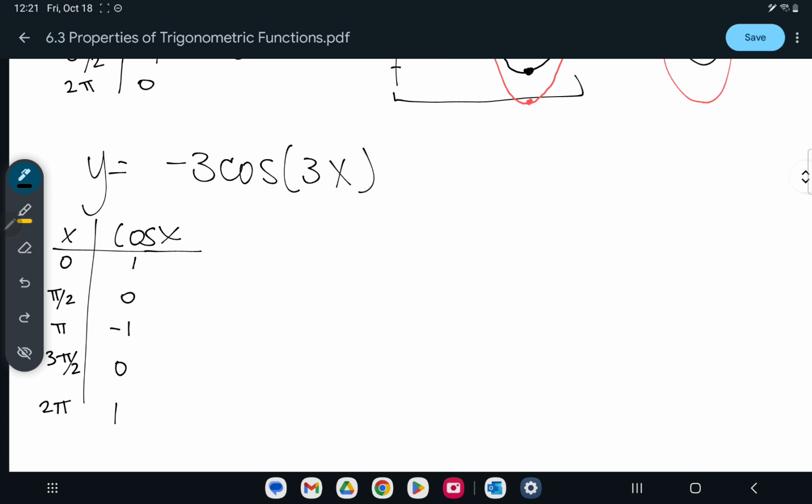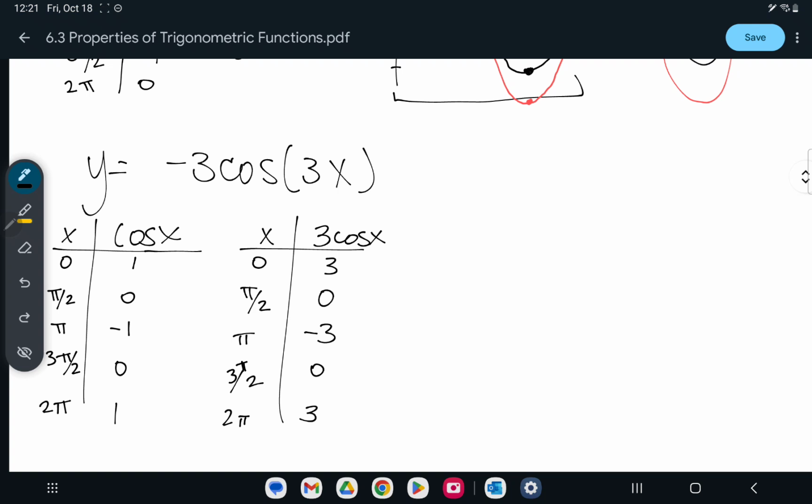In the transformations, the next thing we would do is the stretch, which is 3. So I'm going to use the same x. And this time we're only going to apply the stretch. So the 3 cosine of x. So that just stretches everything by a factor of 3. So 1 times 3 is 3. 0 times 3 is still 0. -3, 0, 3.